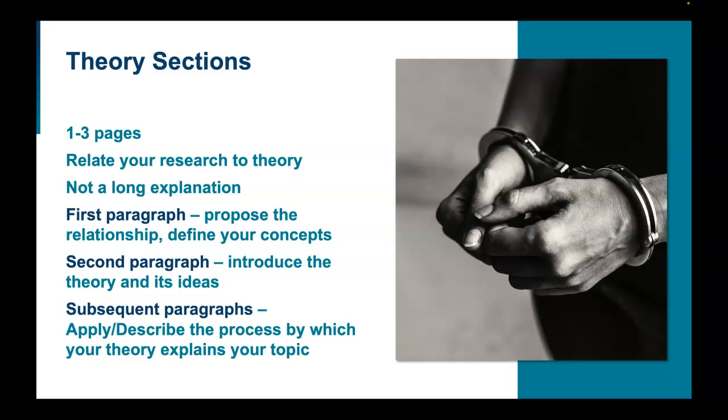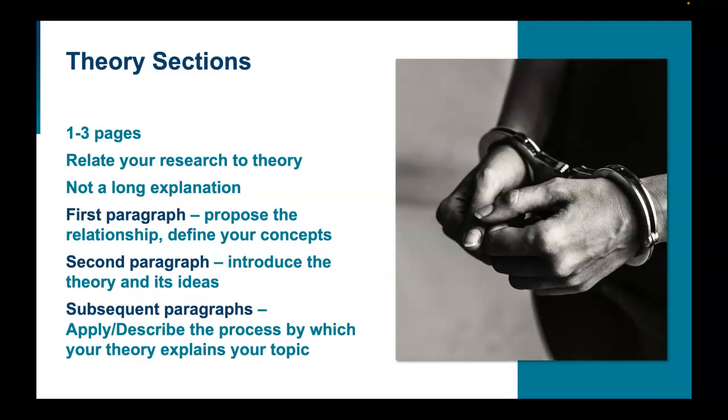And then finally, in the subsequent paragraphs, you apply and describe that process by which your theory explains your topic. So now that we have your concepts defined, your relationship proposed, the theory presented, now we're ready to see how does your theory actually explain your specific topic? What process happens to go from one to the other? This predictor, this identity, status, or behavior setting up this outcome.